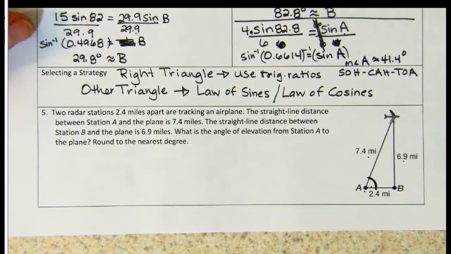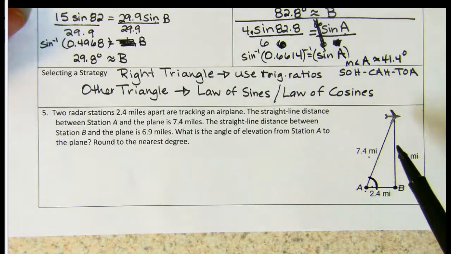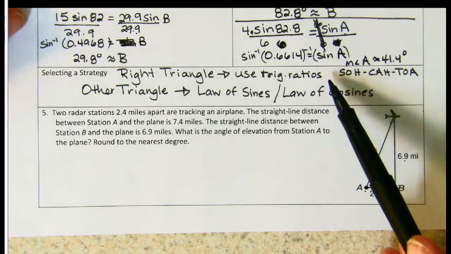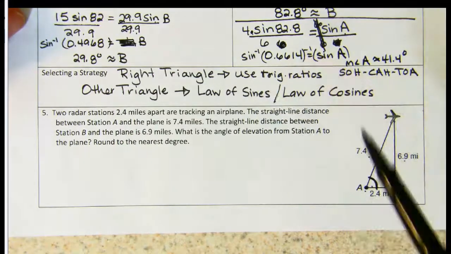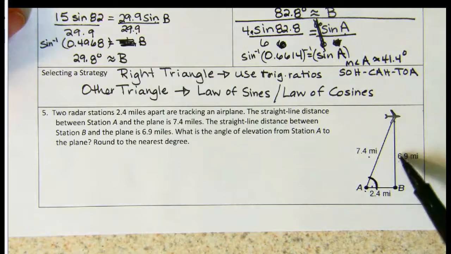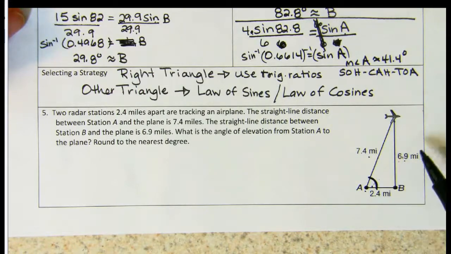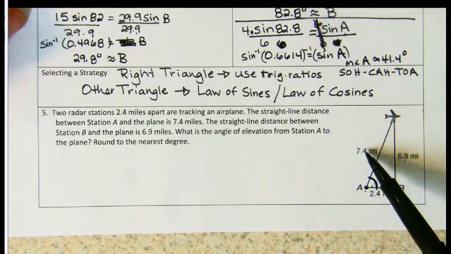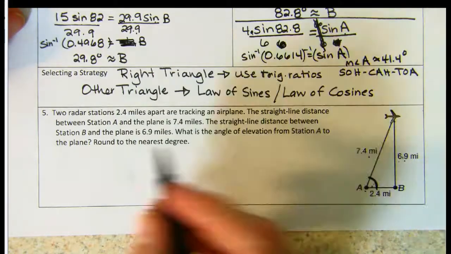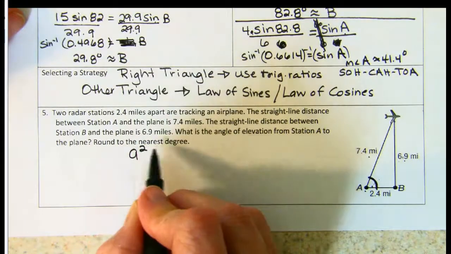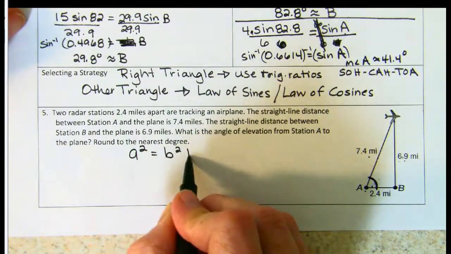So the strategy you have to first look at: it says nothing about a right triangle, so therefore we cannot use our trig ratios. So now we look to use law of sines. We cannot use law of sines because we do not have a match. We do not have an angle. We are actually given side, side, side. So that means our strategy must be the law of cosines. Now, we are looking for angle A, so this is the formula that you should use.